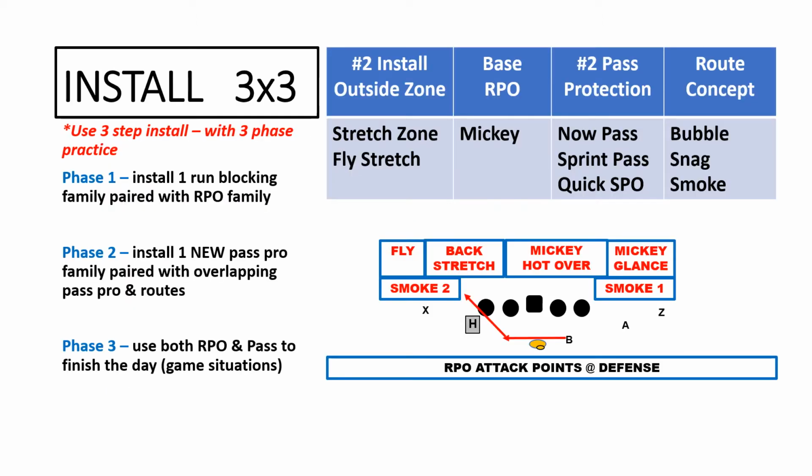Once again, we'll use our 3x3 install, doing the RPO first, then the pass, and then mixing the two together. So you can see here now with stretch zone, we're going to do that to the back, regular RPO with a Mickey route concept. We can add that where we put the A receiver in fly stretch, and then we use that same stretch or outside zone blocking for our sprint out pass pro and our now passes. And we'll do a bubble, a snag, and a smoke concept.